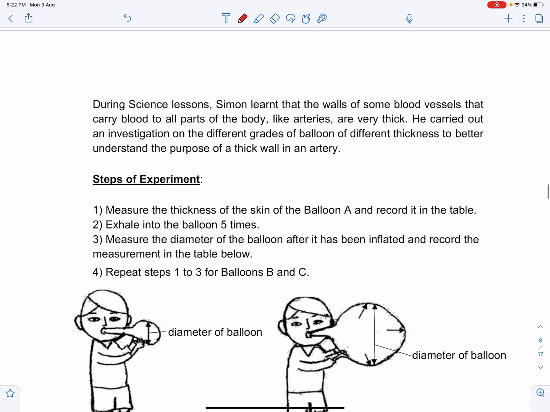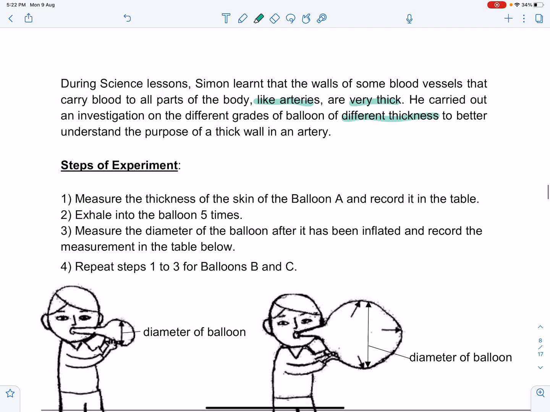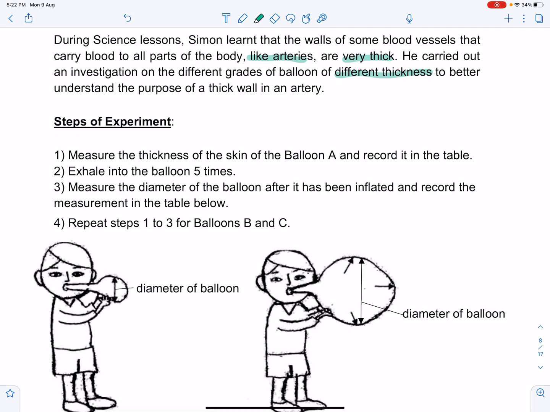Come, let's take a look at the next question. During science lesson, Simon learned that the walls of some blood vessels that carry blood to all parts of the body, like arteries, are very thick. He carried out an investigation on different grades of balloon of different thickness to better understand the purpose of a thick artery wall. Okay, so then they show you the steps of the experiment.